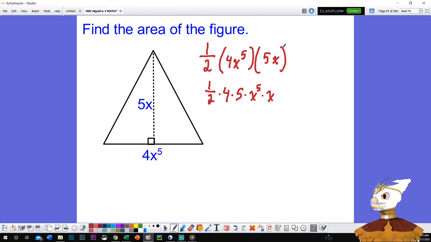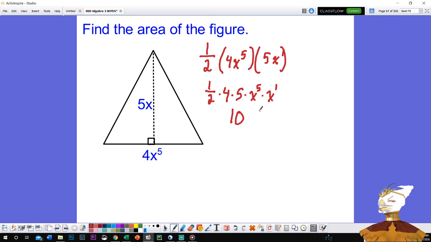Now remember, when we don't have an exponent, we can always put a 1. This will really help you, so I'm hoping you're doing it. Finally, I have 1/2 times 4 times 5. Half of 4 is 2. 2 times 5 is 10. X to the 5th times x to the 1st is x to the 6th power. And that's all there is to that one.